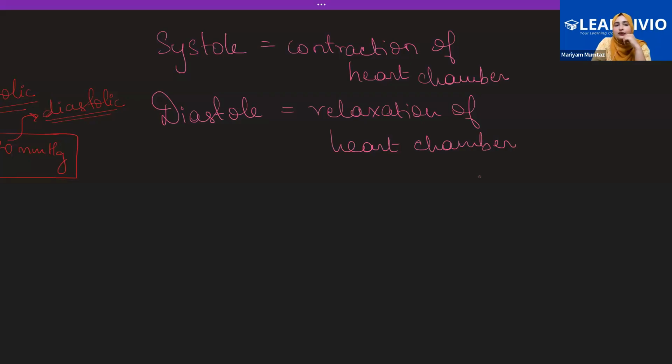Okay, so now when the heart chambers are contracting, at that point of time the blood will flow, and the blood that flows exerts a pressure on the vessel that it flows in. So the pressure exerted by the systole will be called the systolic pressure, and the pressure exerted when it gets relaxed will be called the diastolic pressure. Okay, so systolic and diastolic pressure is there.